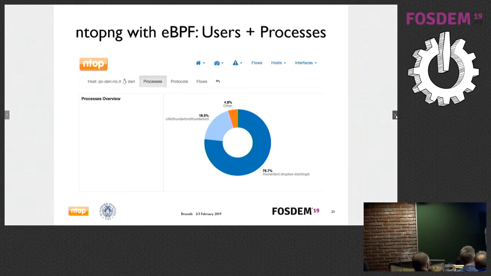So what am I doing? Okay, I run Thunderbird, so I'm using Dropbox. So this is how I use my network. So not just analyze packets, but also analyze activities. So what a certain user is doing.